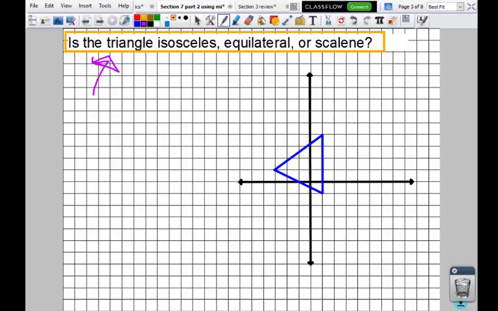Does it matter which sides or points we put in? Doesn't matter where you start, no.